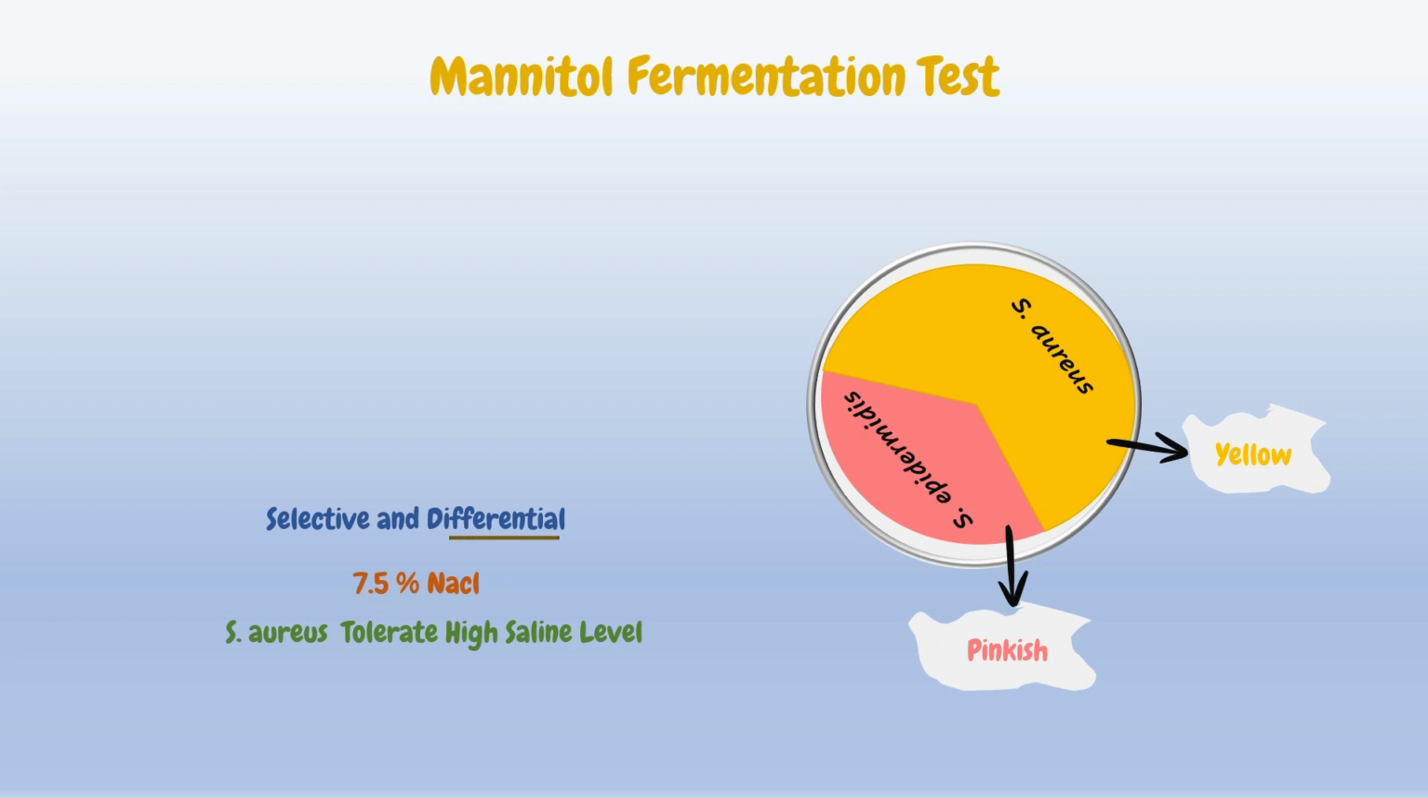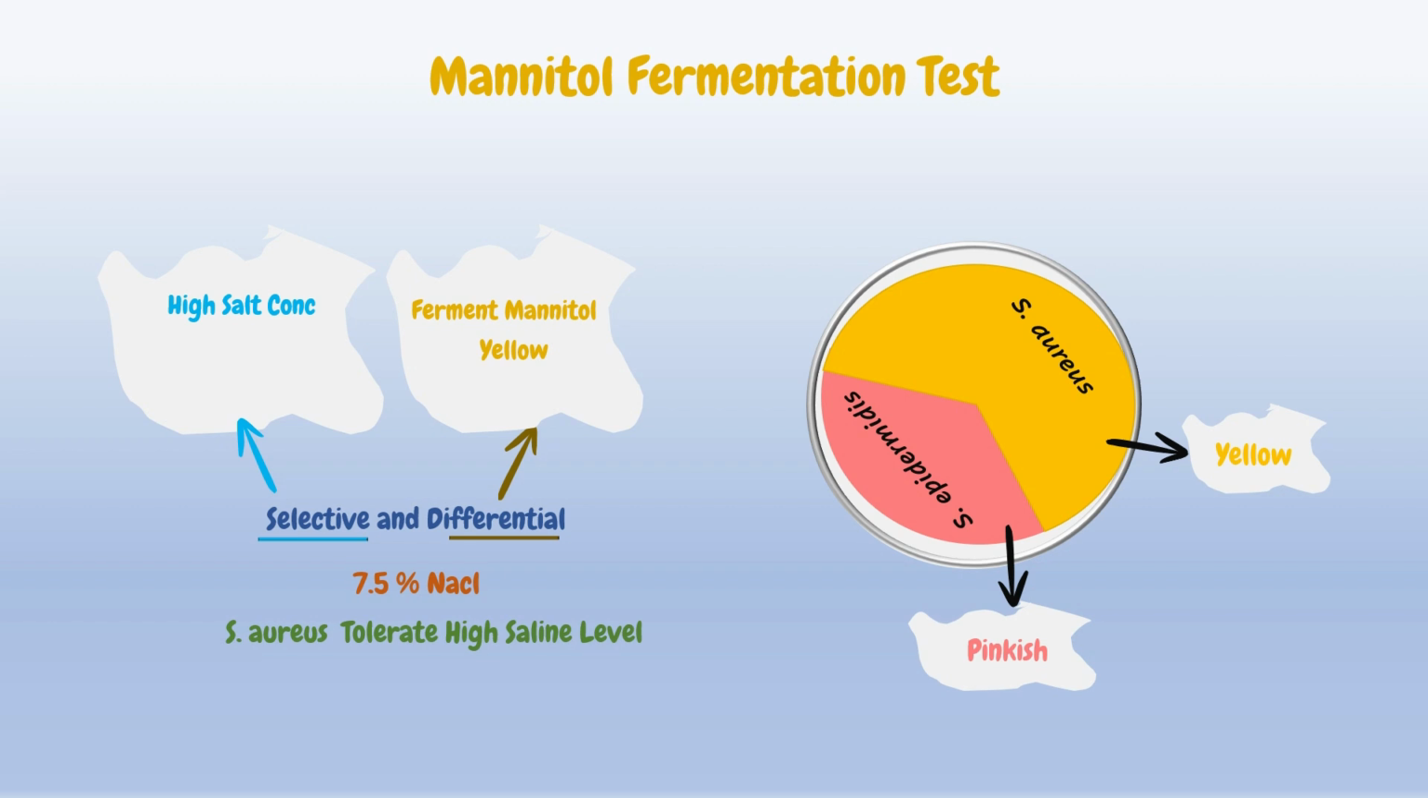This media is called differential and selective. But why? Well, it's differential because Staphylococcus aureus can ferment mannitol and give a diffuse yellow color, while it is called selective because it contains a high salt concentration, in which only Staphylococcus aureus can grow.